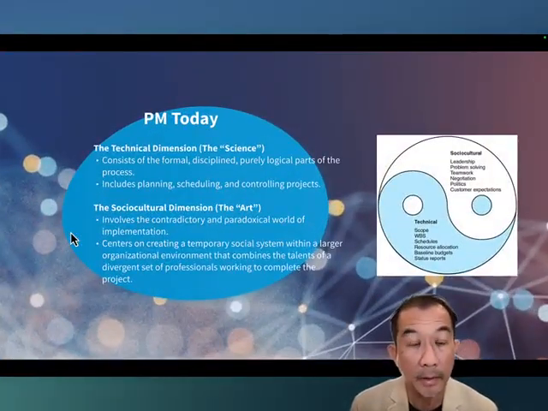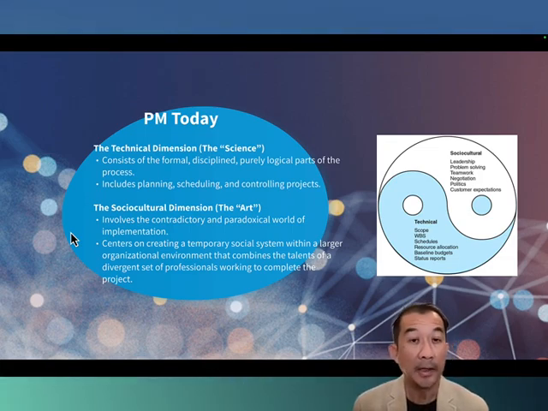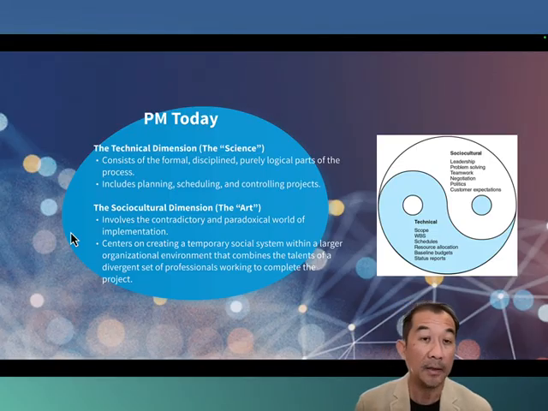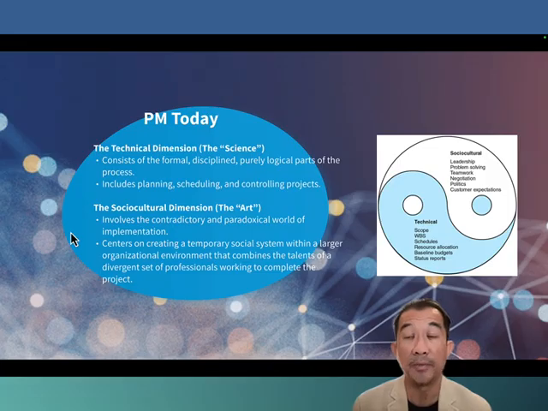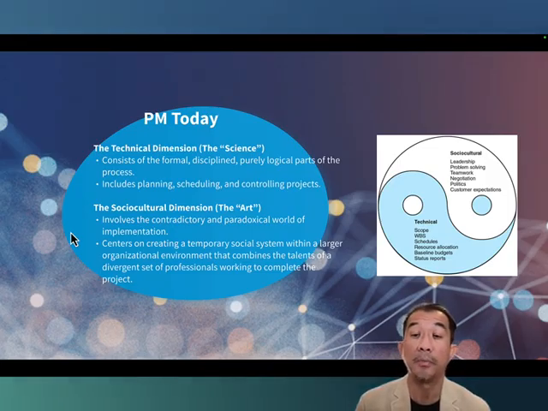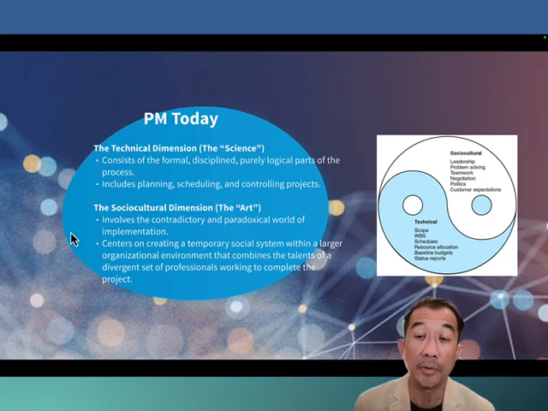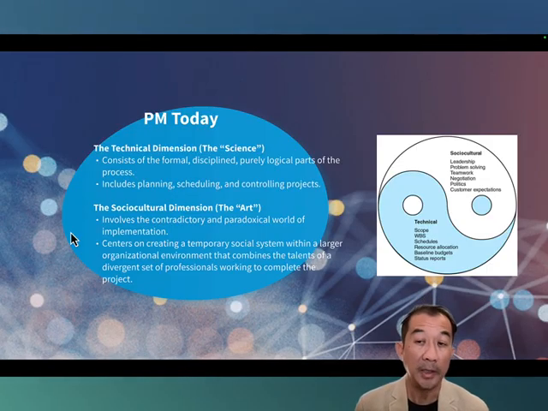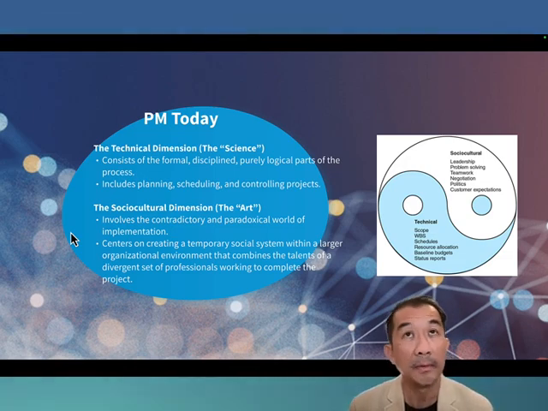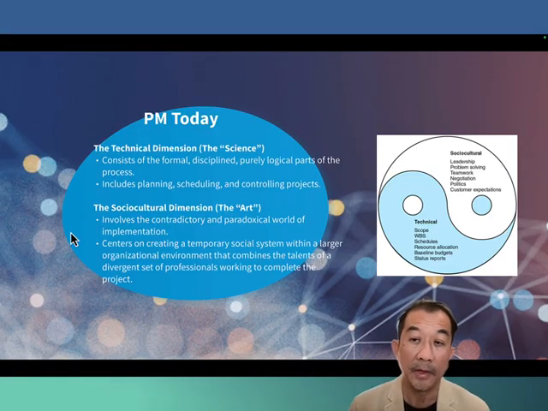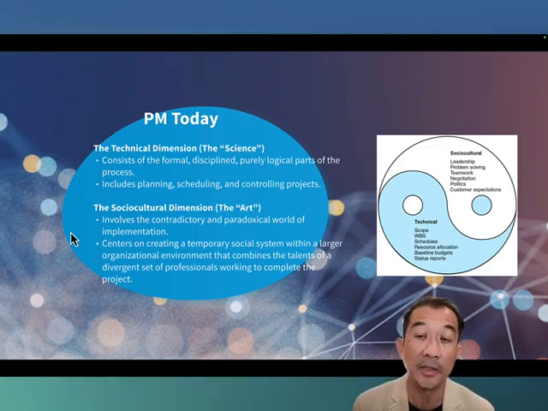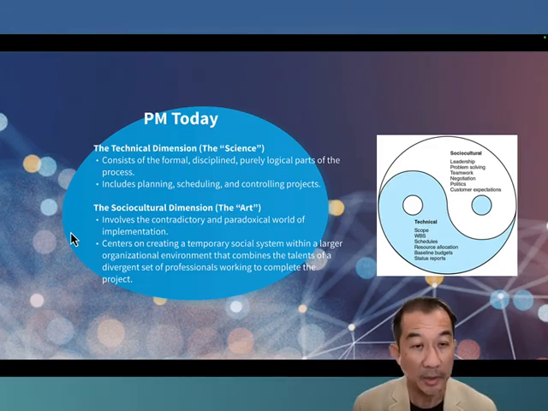So the PM today requires both the art and the science combined, or the technical and the social-cultural dimension, where the technical dimension consists of the scope that is required to be developed, the WBS, the schedules, the resources, the baseline budgets, the status reports, while the social-cultural requires soft skills, communication skills, the ability to understand how to lead, how to solve problems, how to solve conflicts, how to address teamwork and create a strong synergy within the team, how to negotiate internally and externally, and how to manage politics and customer expectations.